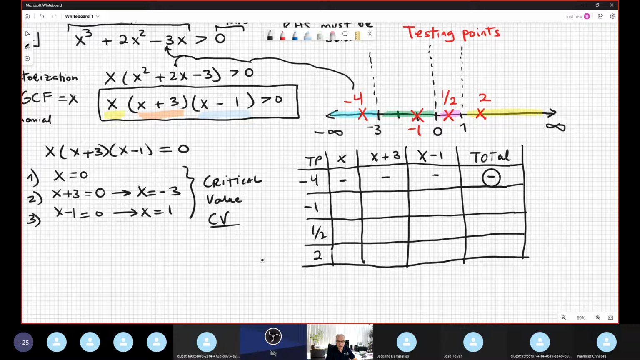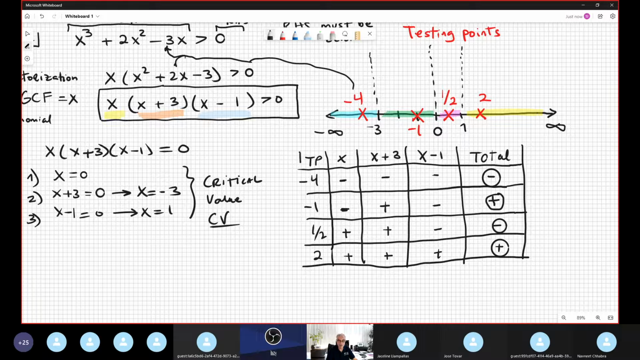Then -1 is negative, again. -1 here is positive, because -1 plus 3 is positive 2. And negative one is negative. We have 2 negatives, this is positive. Remember, the important column is the last one. Now, 1/2 is positive. 1/2 minus 1 is negative. Therefore, it's negative, because we have only 1 negative. We have 2 is positive, we have 3 and negative. And 2 is positive, and 2 minus 1 is positive.